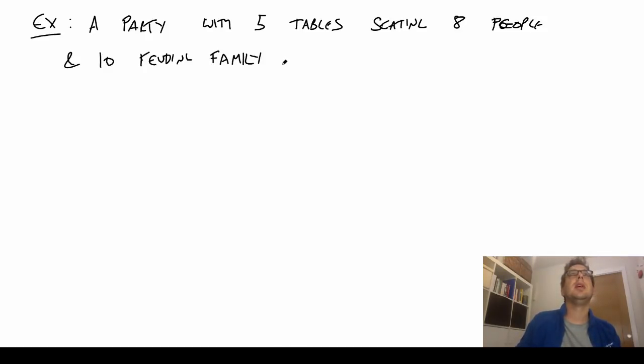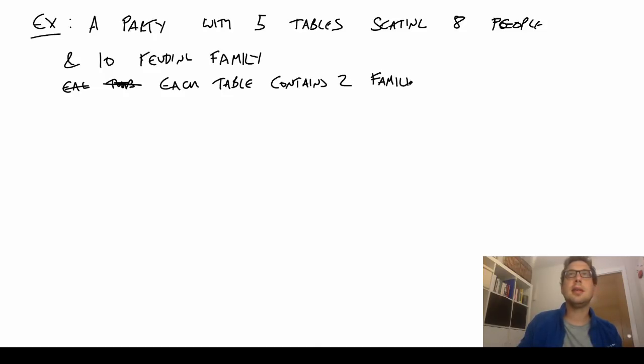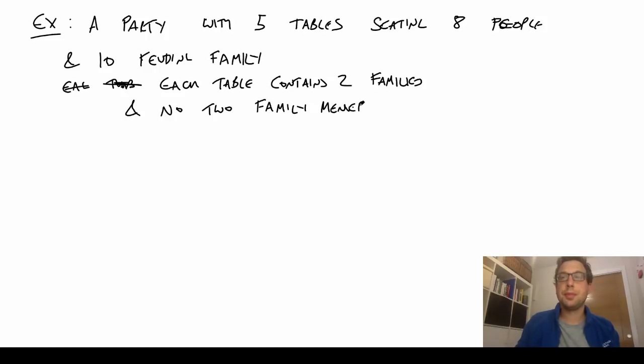Okay, but I'm going to assume that each table must contain 2 families. So each table contains 2 families and no 2 family members sit next to each other. I'm going to ask, how many ways can this happen?